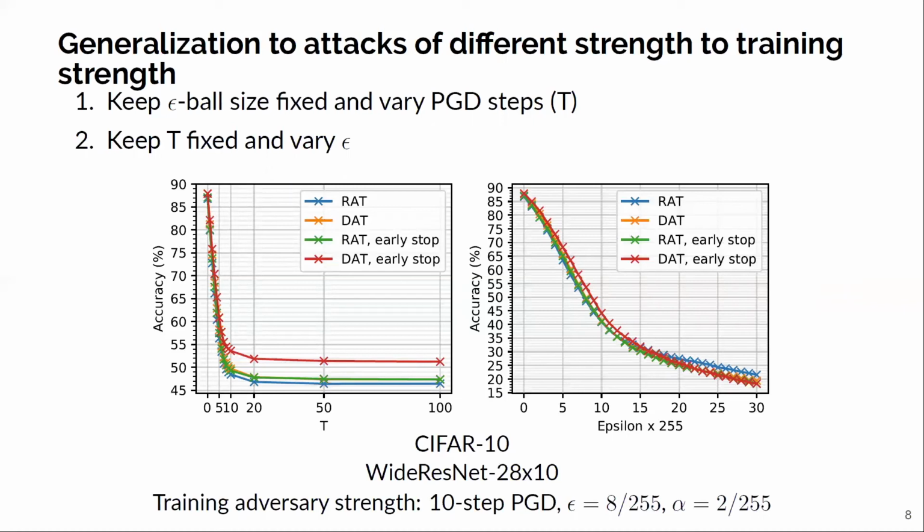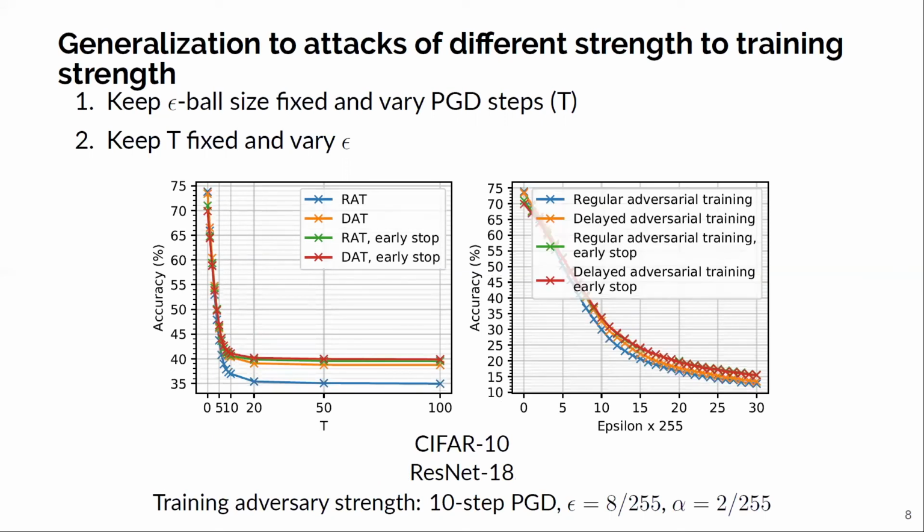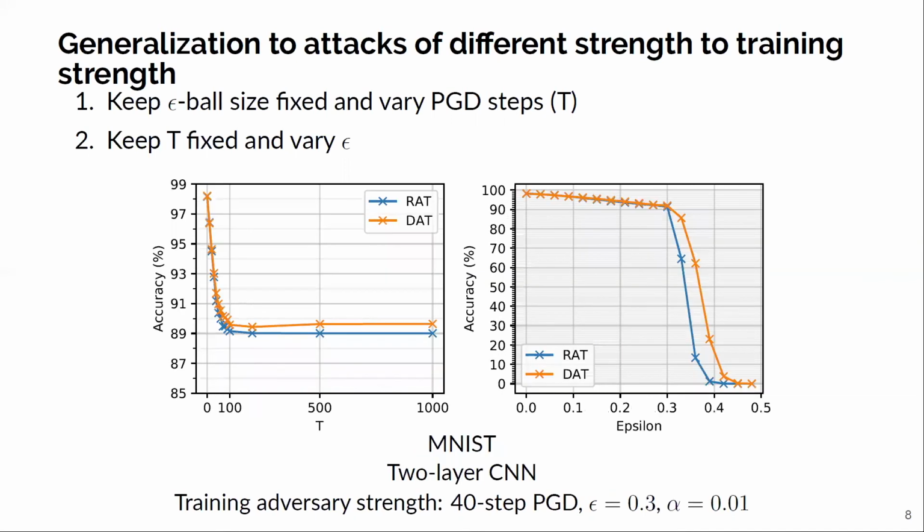So these curves are with CIFAR-10 and the Wide ResNet 28-10. We can also see what happens with the ResNet 18. With a ResNet 18 and CIFAR-10, we see the same trend. And with MNIST and a 2-layer CNN, we get curves like this instead. Again, we see that delayed adversarial training follows the curves of regular adversarial training very closely.